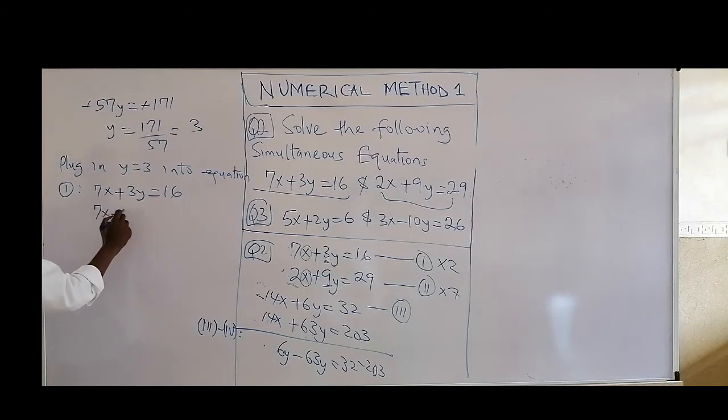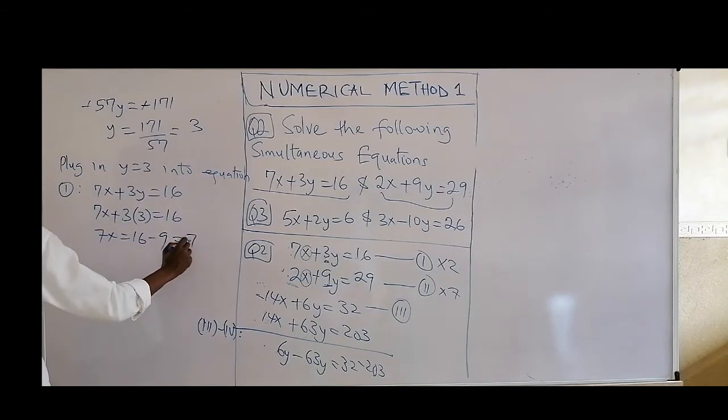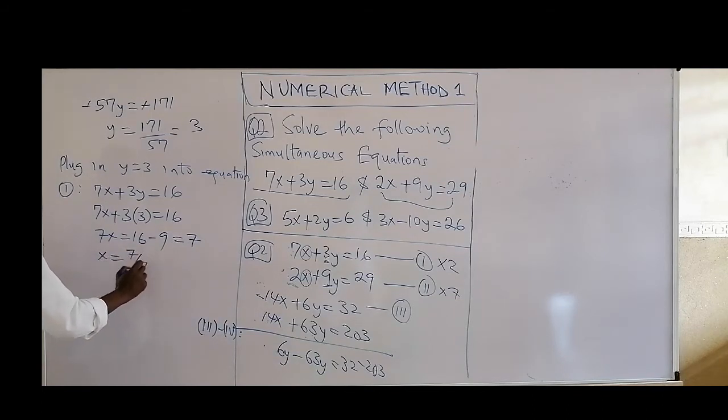That will be 7x plus 3 times 3 equals 16, so 7x equals 16 minus 9, since 3 times 3 is 9 and moving it to the other side makes it minus 9. So I have 7, and x is 7 over 7, that's 1. So that's finished the work.